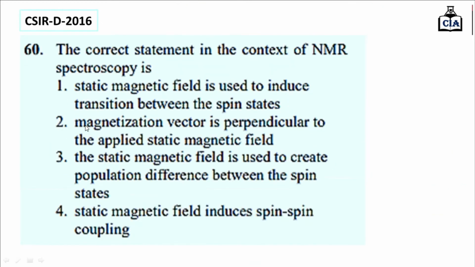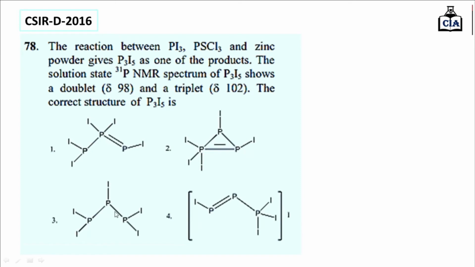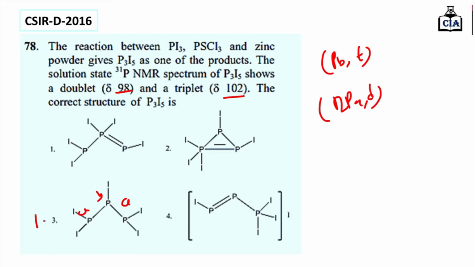Now next question from the CSIR December 2016. We know that in NMR spectroscopy we deal with spin states. The static magnetic field is used to create the population difference between spin states. So third is the correct answer. Now next question from the CSIR December 2016. In this question we observe two signals at delta values 98 and 102 ppm, so there are a total of two types of phosphorus atoms. Option 3 has two types of phosphorus atoms. The PB phosphorus will give a triplet and the two PA phosphorus will show a doublet. So our correct answer will be the third option.